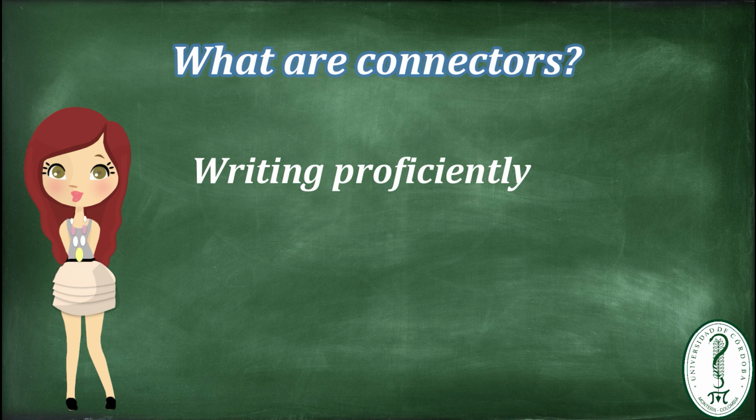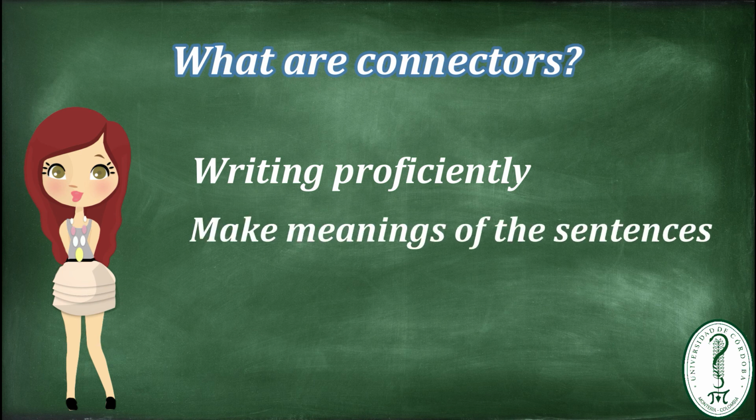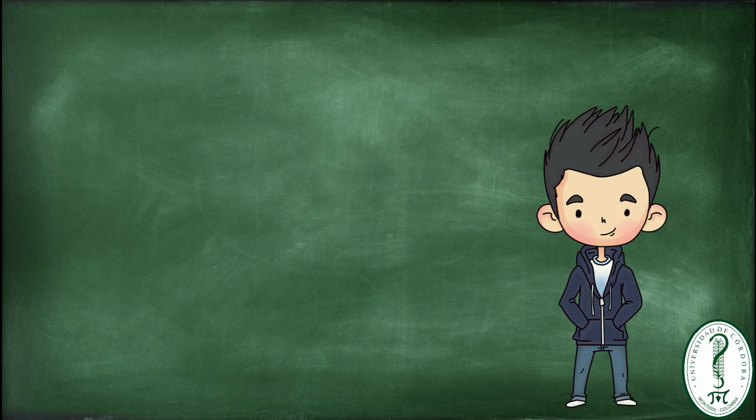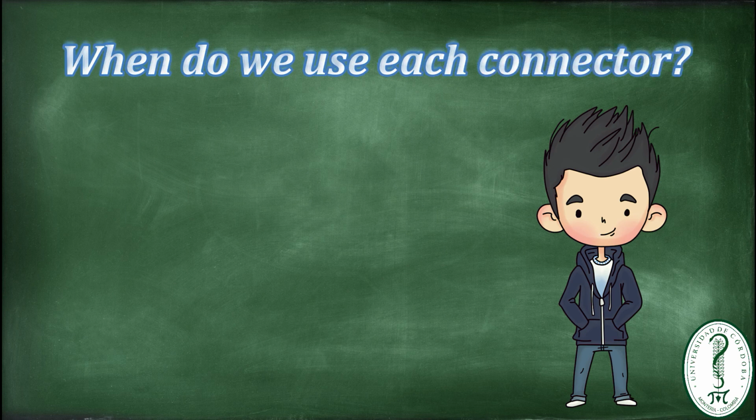Their purpose is to join information together within a sentence. Using connectors correctly will help ensure the meaning of your sentences is clear for the readers to understand. There is a question that maybe you have asked about this. When do we use each connector?